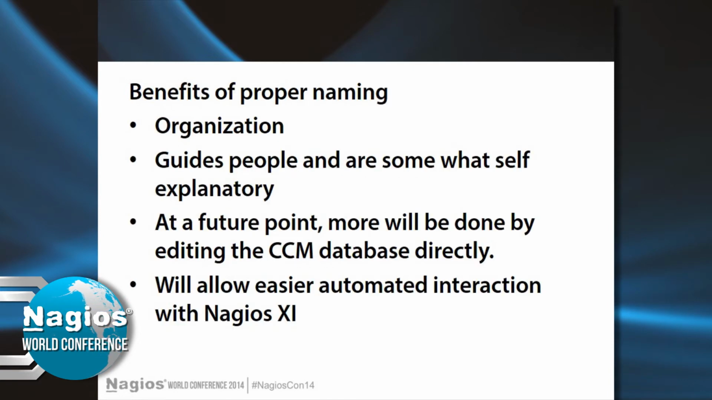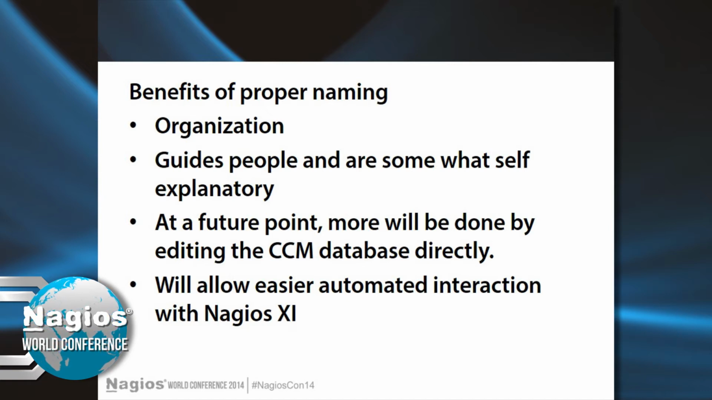So again, the benefits of proper naming: 1 is organization. 2, it guides people to explain what they are, and people can look at a service check and say, oh, this group owns this service check, hyphen, what it is, and maybe some additional information. In the future, if you develop a standard like this, it's going to make maintaining the CCM database and doing CCM edits directly much easier. And also, it will help you if you decide to do more automated things within Nagios XI.